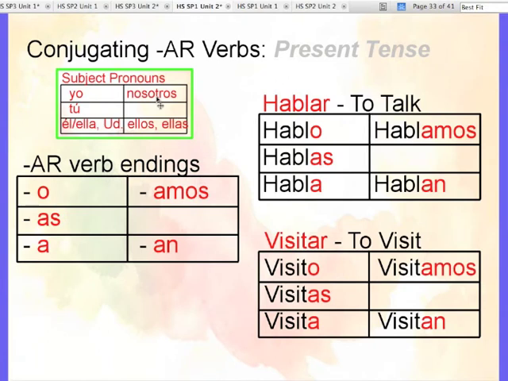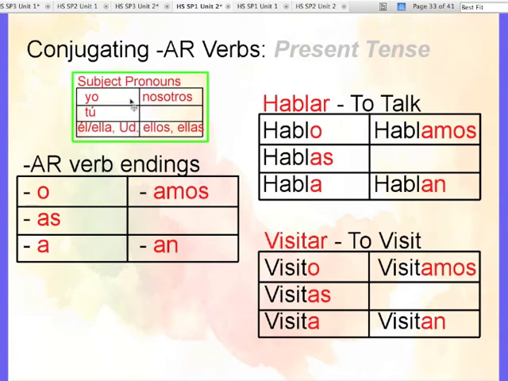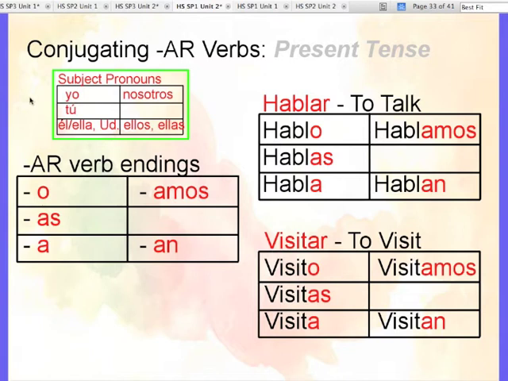Remember also that subject pronouns, right here, are the same box that you learned earlier. It's the exact same box, the six boxes. I or yo is in the top left corner. They or ellos, ellas is in the bottom right corner. It's the exact same pattern. So, if you're conjugating a regular AR verb in the present tense, here are your endings one more time: o, as, a, amos, an.